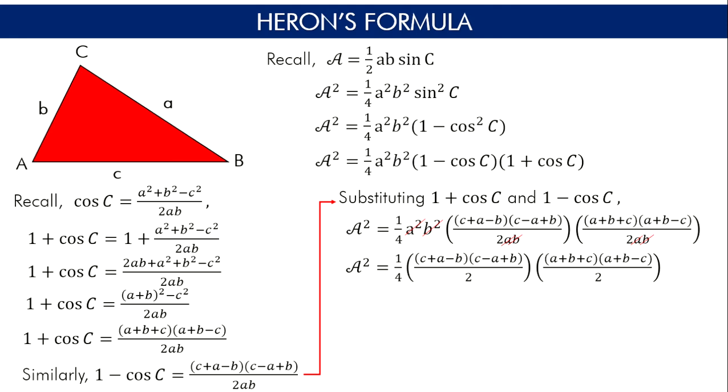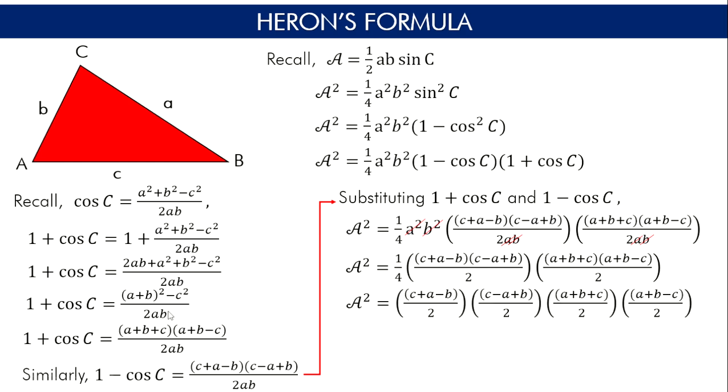So the remaining factors now here are 1/4 times the quantity of c plus a minus b, c minus a plus b all over 2 times the quantity of a plus b plus c times the quantity of a plus b minus c all over 2. Okay, then we can re-express this and separate them. That c plus a minus b all over 2 times the quantity of c minus a plus b all over 2. Okay, so it's the same.